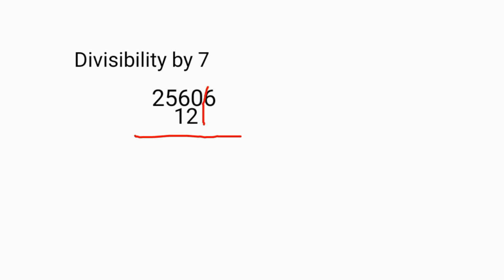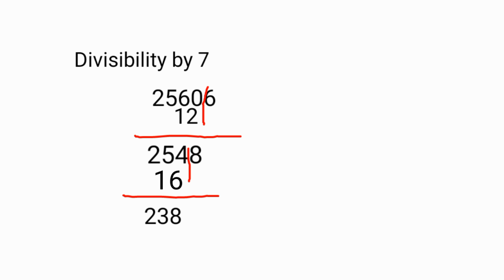Subtract 12 from 2560. So, you will get 2548. Again, separate the unit digit from the rest of the digits. So, you will get 254 and 8. Then take the double of 8 and subtract it from 254. So, you will get 238. What will be the next step? Separate the unit digit from the rest of the digits. So, you will get 23 and 8. So, take the double of 8, 16. 23 minus 16 is 7.